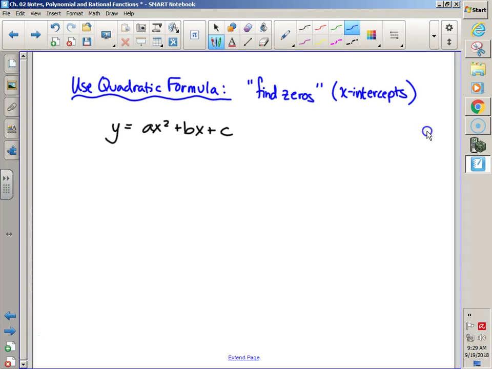If we needed to find the zeros, and you don't know who A is, you don't know who B is, you don't know who C is, we would use the quadratic formula. And the quadratic formula is what? X equals negative b plus or minus the square root of b squared minus 4ac, all over 2a. X equals negative b plus or minus the square root of b squared minus 4ac.